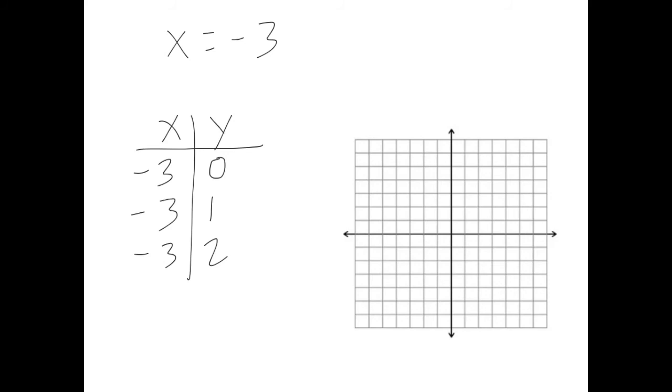So we're always at -3 on the x, and then we have 0, 1, and 2. And then we make our line. Again, marking the arrows to show that it goes on forever. So when you had y equals a number, it gave you a horizontal line. When you have x equals a number, it gives you a vertical line.